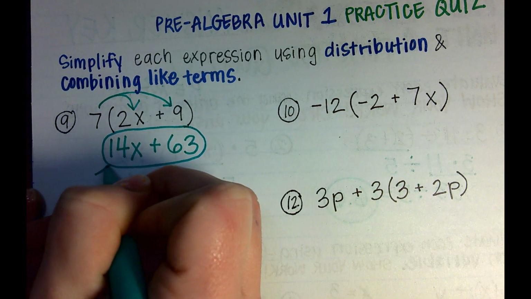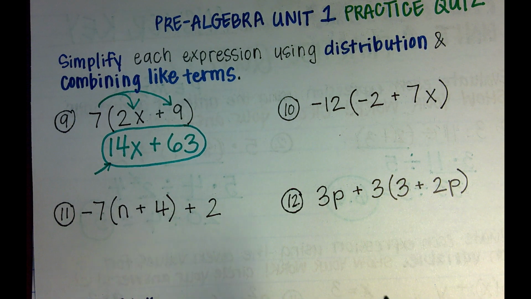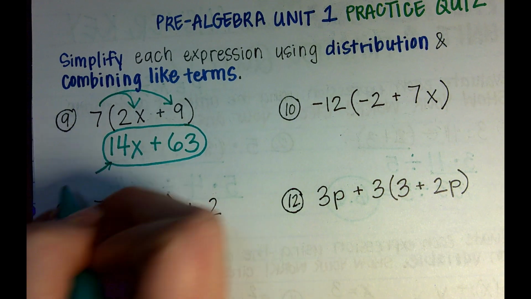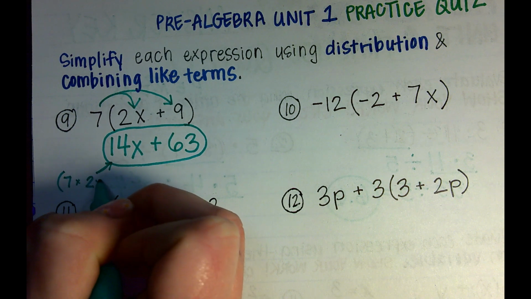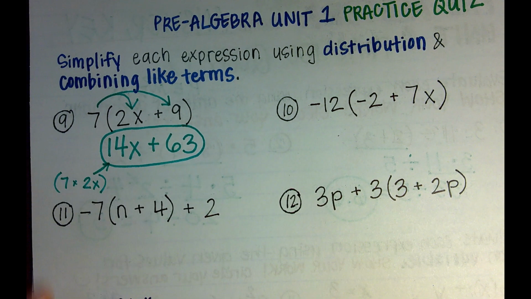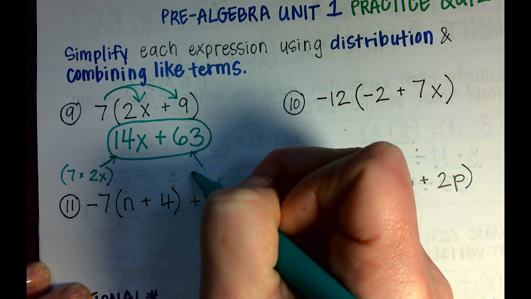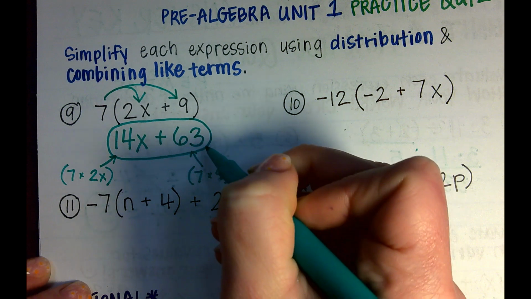And I'll just make a note. You don't have to write this, but in case it helps as a note to look back on when you take your quiz, so you're not wondering where those numbers came from. We're just doing 7 times 2x. That's how we got 14x. And we're doing 7 times 9. That's how we got 63.